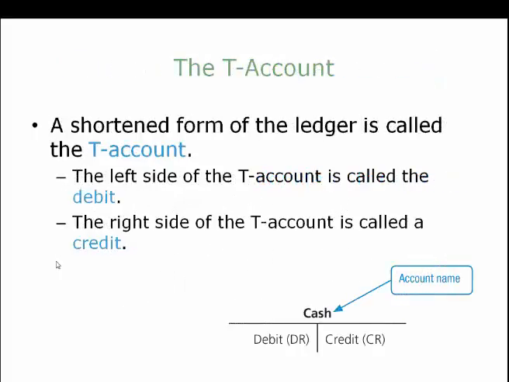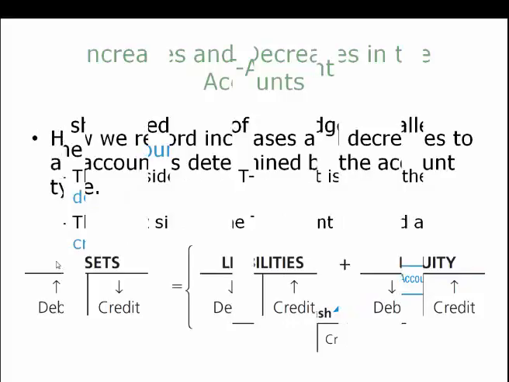A T account is a representation of an account. And you notice here it's got cash as the name of the account. It doesn't have the account number. You remember it was, I don't think, 111 from the chart of accounts. But it's a representation of the account. And the debits are on the left side and the credits are on the right. And you can see here just a representation of a T account.